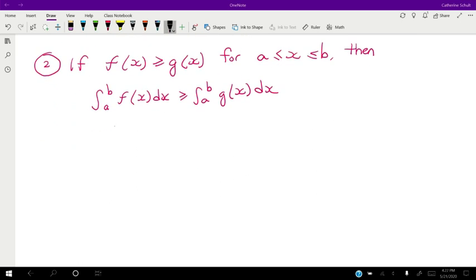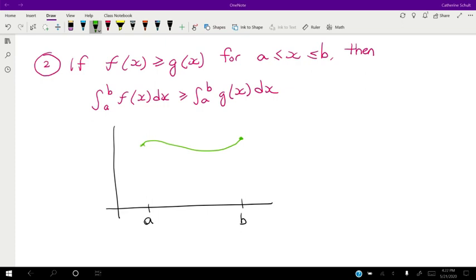All right, and then we can just do a quick little proof by picture. So we have a closed interval a to b. We don't really care what the function does outside of a and b, so I'm just going to focus on a to b. So f is greater than or equal to g on that whole interval.